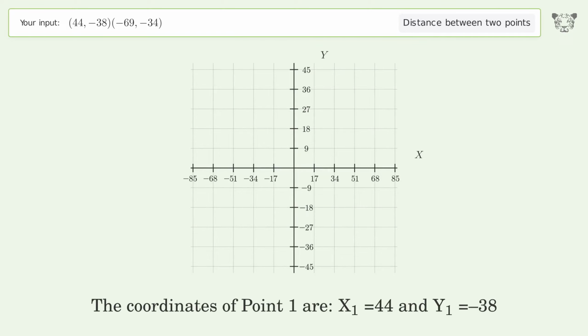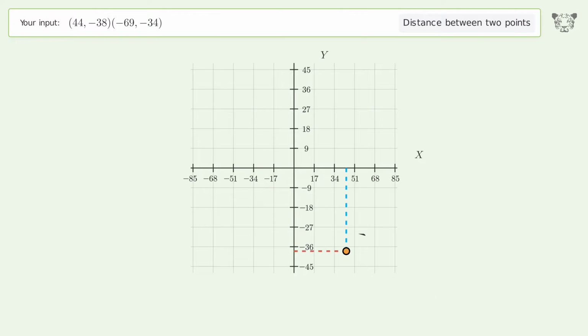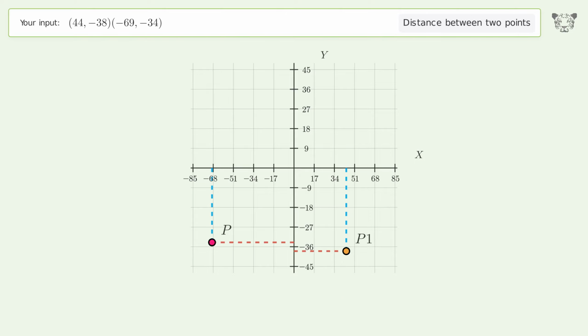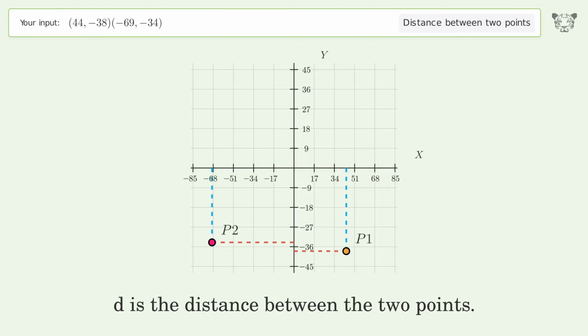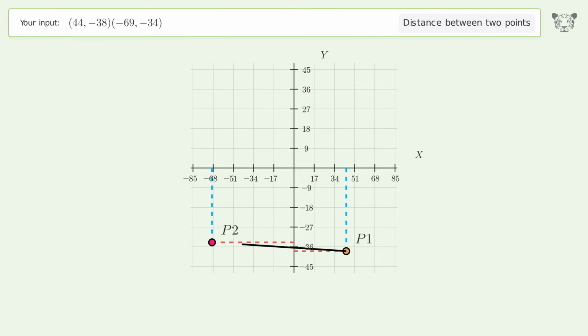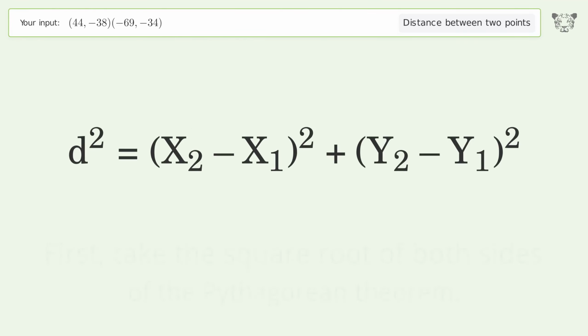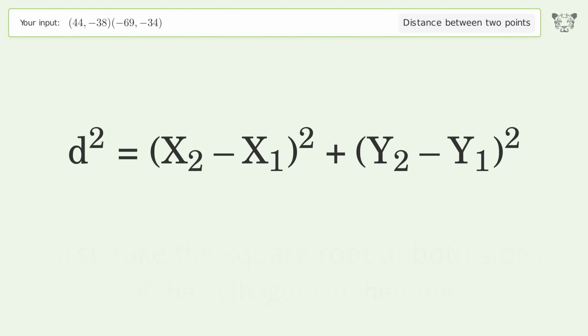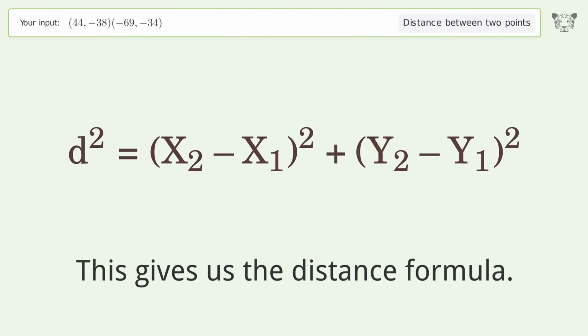The coordinates of point 1 are x1 equals 44 and y1 equals negative 38. The coordinates of point 2 are x2 equals negative 69 and y2 equals negative 34. D is the distance between the 2 points. First, take the square root of both sides of the Pythagorean theorem. This gives us the distance formula.